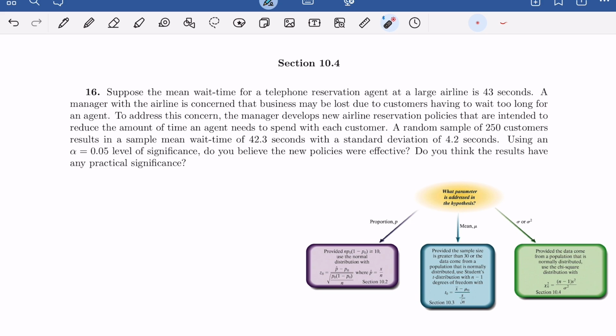So, the first thing that we need to do is write down our hypotheses. And actually, before we do that, let's figure out what method we're going to be using in this case.